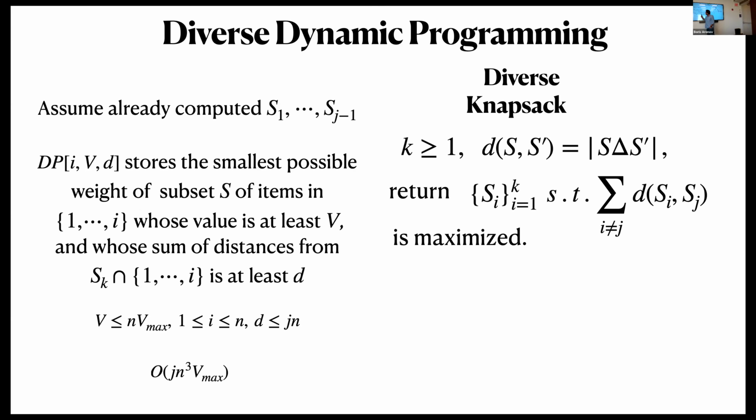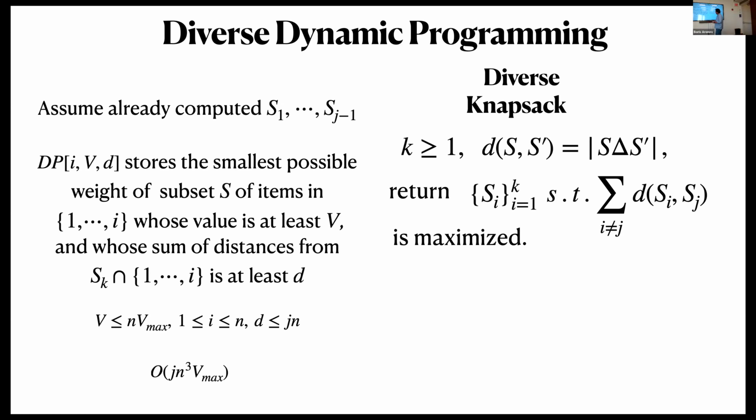And now, what is this diverse dynamic programming? Basically, we increase the dimension of the table by one more. If I've already computed j minus 1 solutions, how do I compute the jth solution? I create a table that has one more dimension, and now I have the previous things, but I'm also only storing solutions whose sum of distances from the previous solutions is at least d, where d is this new dimension that I created. So I introduce a new dimension, and that dimension tells me how different my new solution is from the previous ones. And again, I can write down a recurrence relation for this DP, and the last entry of this table will give me the farthest solution from my previously found solutions.